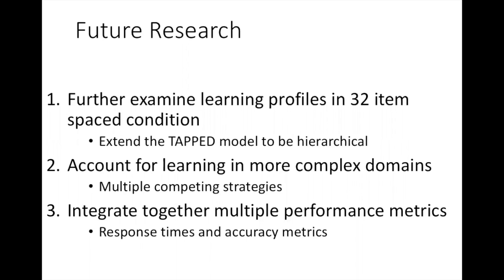So 1, we would like to better examine the TAPT model's decreased accuracy in the 32-item spacing condition relative to other spacing conditions. Second, we would like to generalize this approach to more complex learning situations where individuals don't go through discrete stages, but might have to choose between more complex strategies. And 3, we would like to extend the model to account for multiple performance measures. In these results, we only looked at response times. We could also add response times and accuracy metrics.